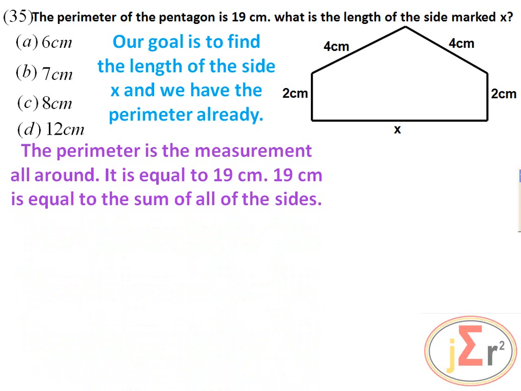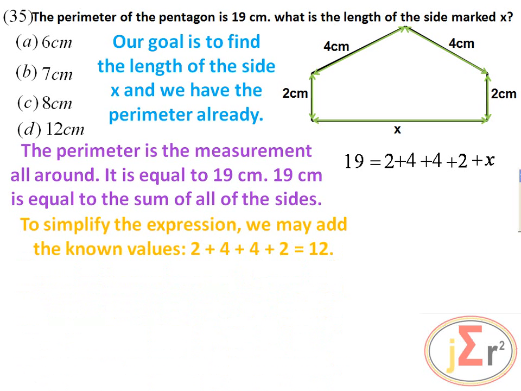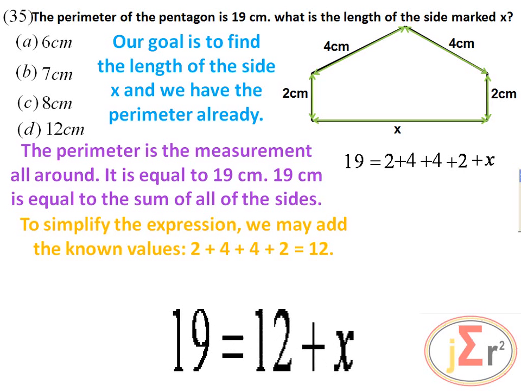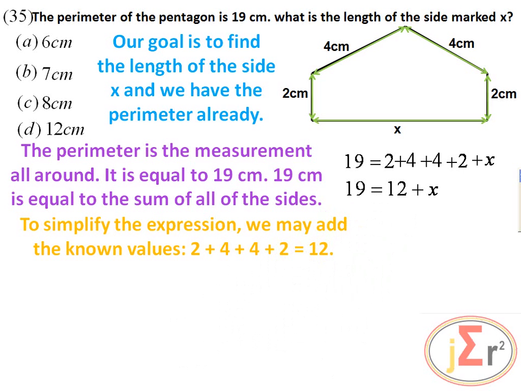19 centimeters is equal to the sum of all of the sides. So we'll begin there. That one is 2 centimeters. Then we have 4. And what will we have next? 4. Right. And finally, 2. But we need to include the missing side that is called X. To simplify the expression, we may add the known values. So instead of keeping those values that we have, we may just add these to give one value. So all of those added together will give us 12. So we have 19 is equal to 12 plus X. Why? Because 2 plus 4 plus 4 plus 2 is equal to 12.